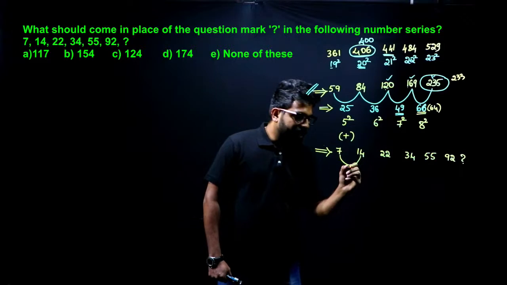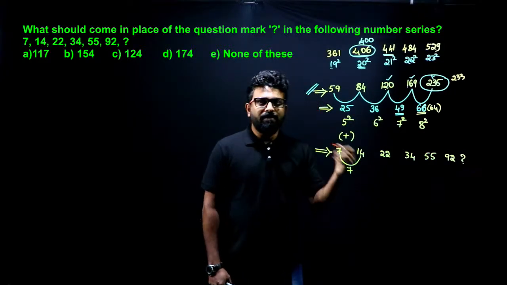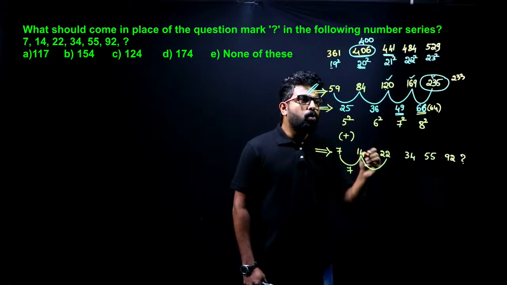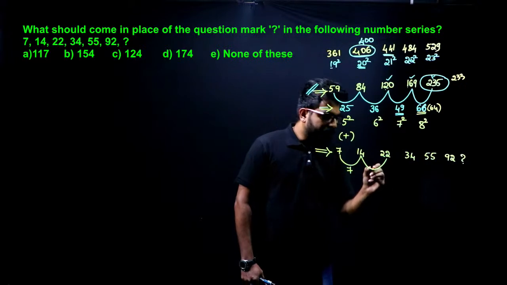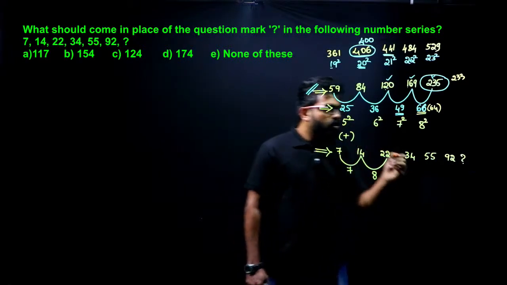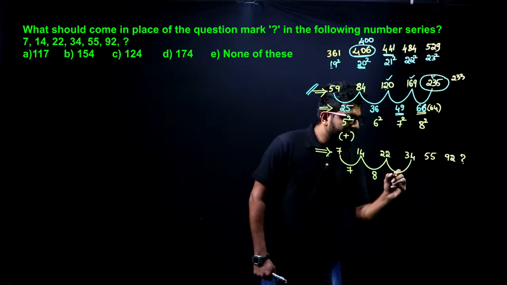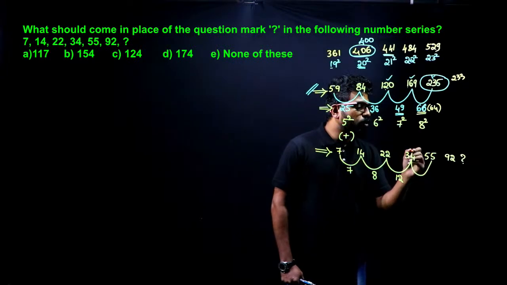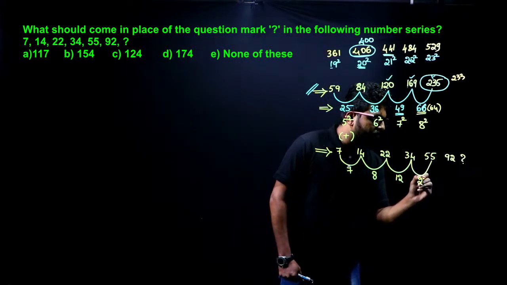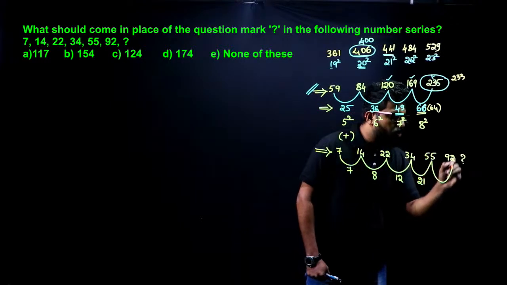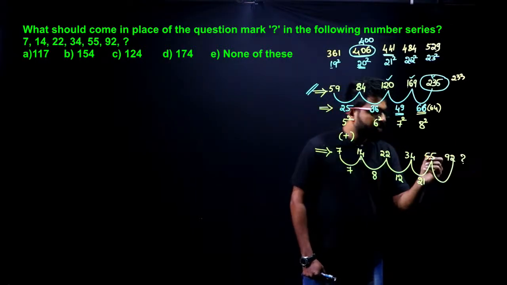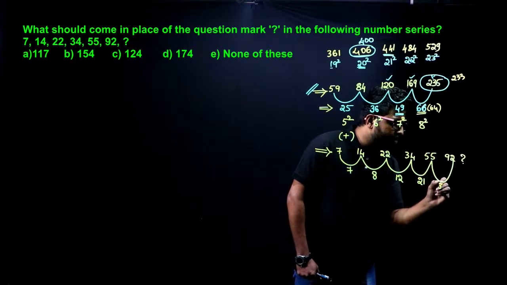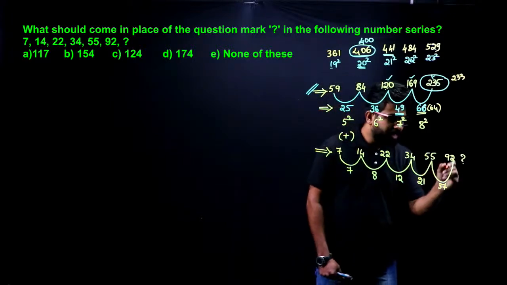7 to 14. If I take a difference, I get 7. What about 14 to 22? The difference here would be 8. What about 22 to 34? The difference here will be 12. What about 34 to 55? 34 plus 20 gives me 54, so 21 gives me 55. What about 55 to 92? 55 plus 40 gives me 95, minus 3, so this should be 37. My difference here is 37.